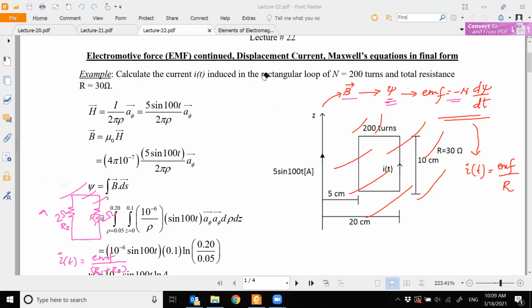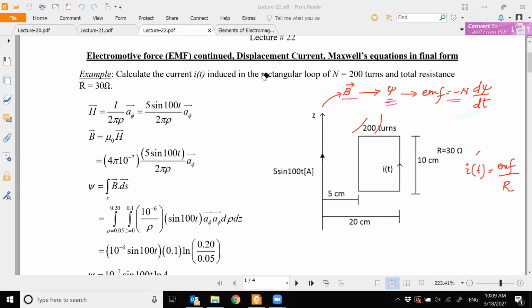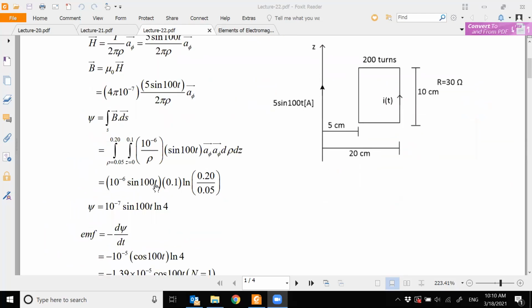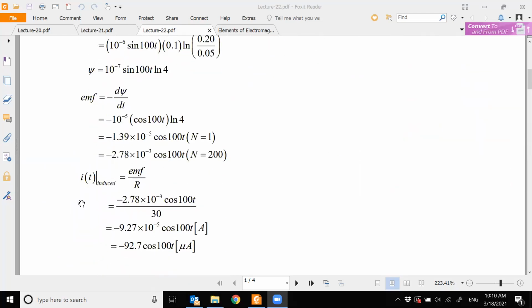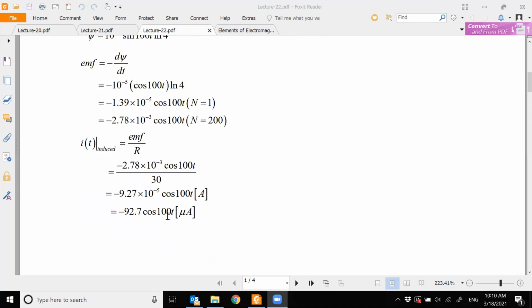So you can look at this problem at home. How the EMF can help you to also find the current which is passing in the loop, which is within the vicinity of another loop. That is the main objective of this problem. Okay, so you can do it. Find I, the induced current, and you will get it.